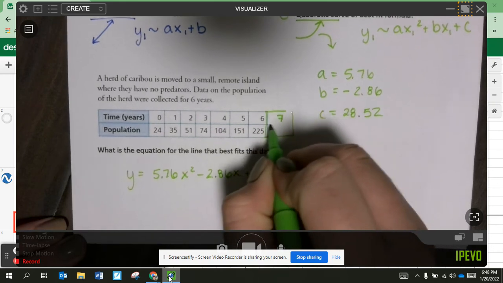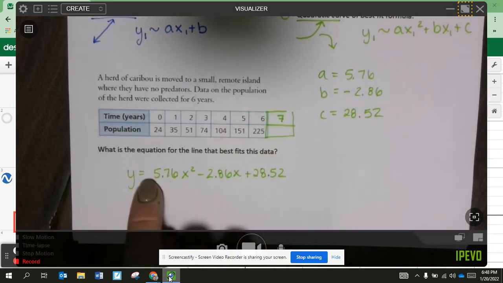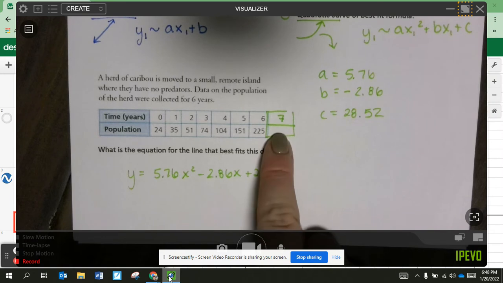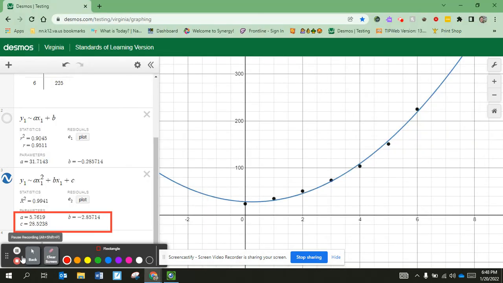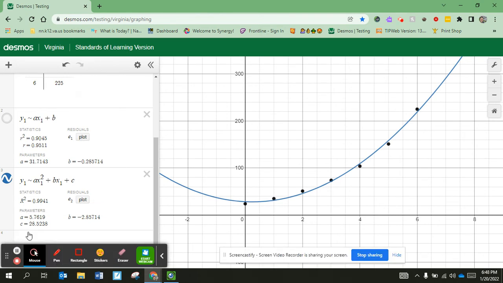Now, what it might ask you is predict what year 7 would look like. And so we need to use the data on our graph or our equation here and plug in the number 7 to figure out what the 7th year would hold. So what we're going to do here is type in our equation.